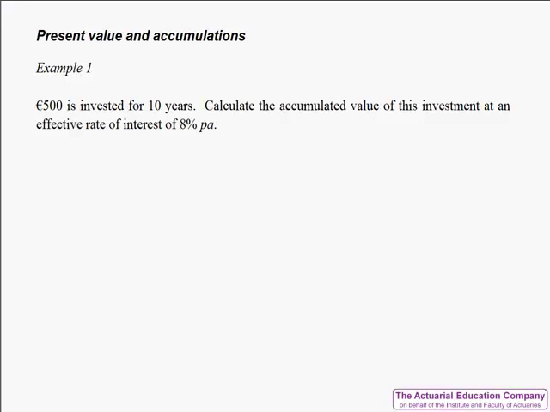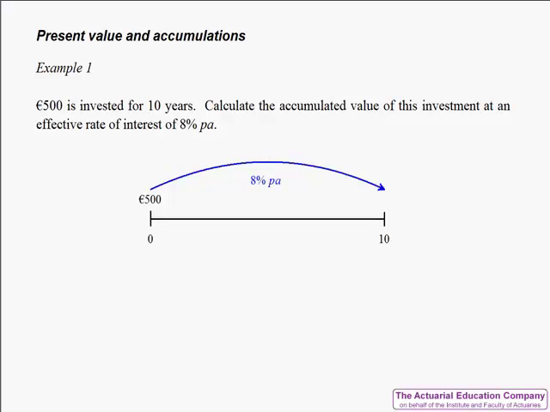In a previous unit, we looked at accumulations. For example, if we have €500 and invest that for 10 years, calculate the accumulated value of this investment at an effective rate of interest of 8% per annum. Recall that to accumulate over 10 years at 8% per annum effective, we multiplied by the accumulation factor 1.08 to the power of 10. This gives us €1,079 and 46 cents.